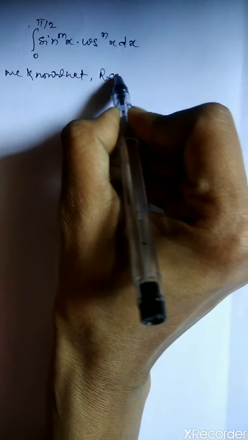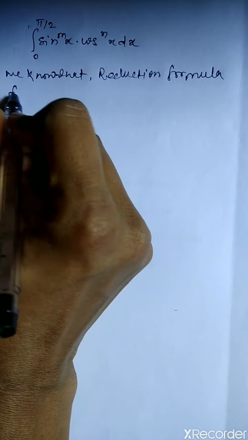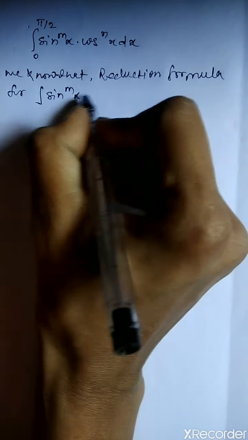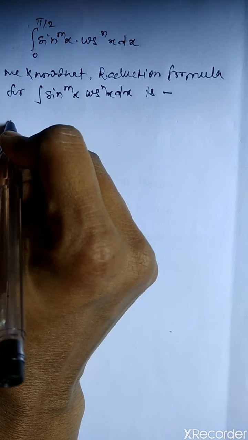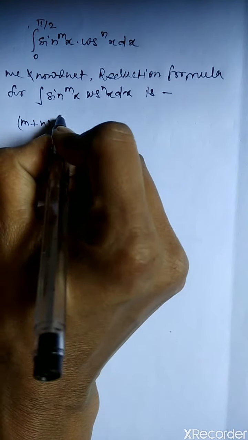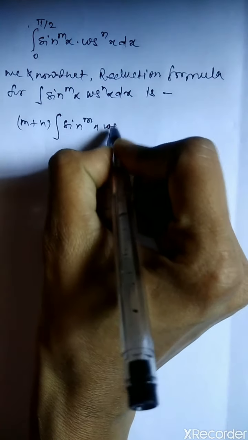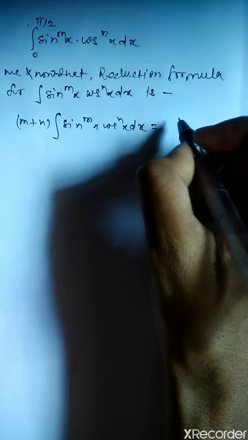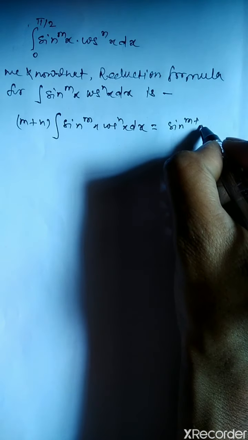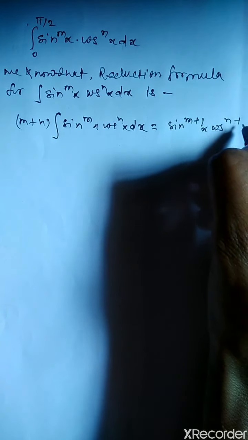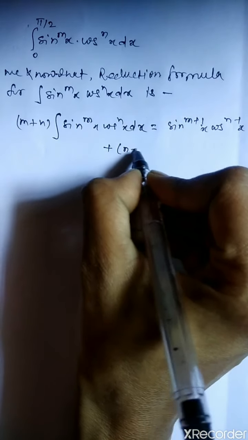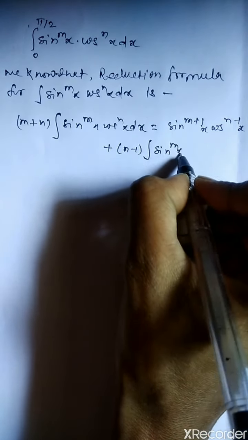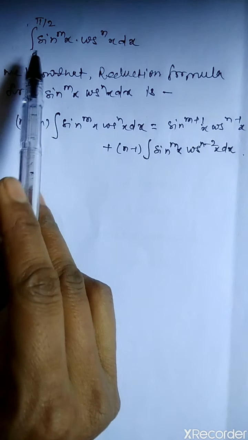the reduction formula for integration of sin mx into cos nx dx is, so that we write: m plus n integration of sin mx into cos nx dx is equal to the first function is sin (m plus 1)x into cos (n minus 1)x, and then we have plus (n minus 1) integration of sin mx into cos (n minus 2)x dx. Okay, so here we have to find the integration over this limit 0 to pi by 2.